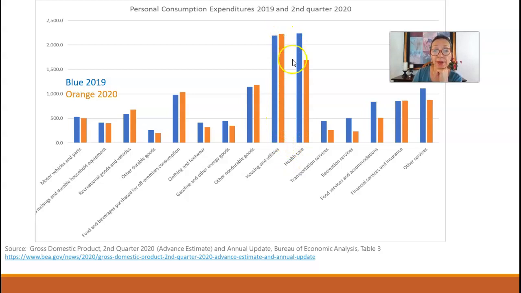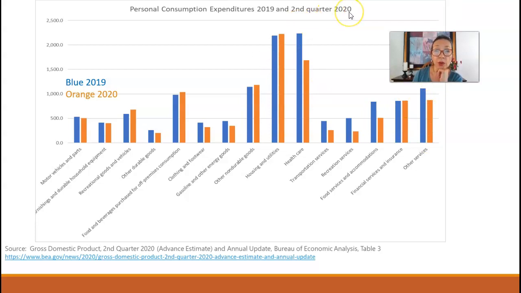slight increase. Healthcare, big drop in the second quarter, principally because people are probably a little bit worried about going to seek medical care during these times. Transportation services down, recreation services way down, food services and accommodations like restaurants, sales are down, and financial services about the same, and the expenditure on other services went down as well.